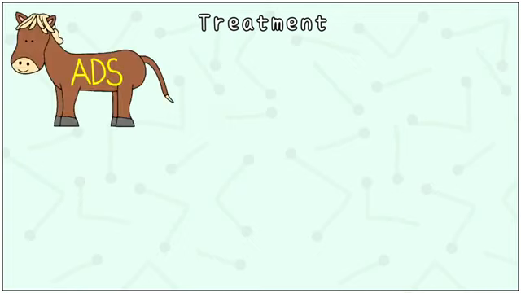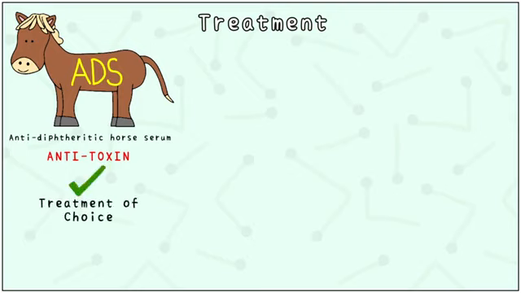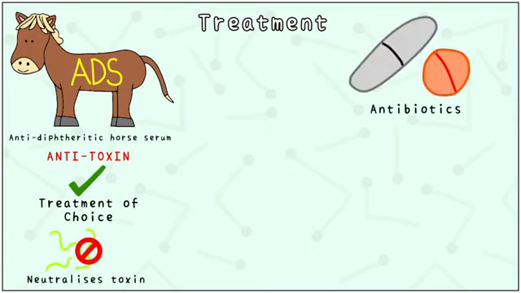If not treated promptly, diphtheria could be fatal by causing respiratory obstruction. Very often, treatment is administered before confirmation of laboratory diagnosis. The best available treatment is ADS or antidiphtheritic horse serum. This is the treatment of choice because it neutralizes the toxin that is spreading throughout the body.